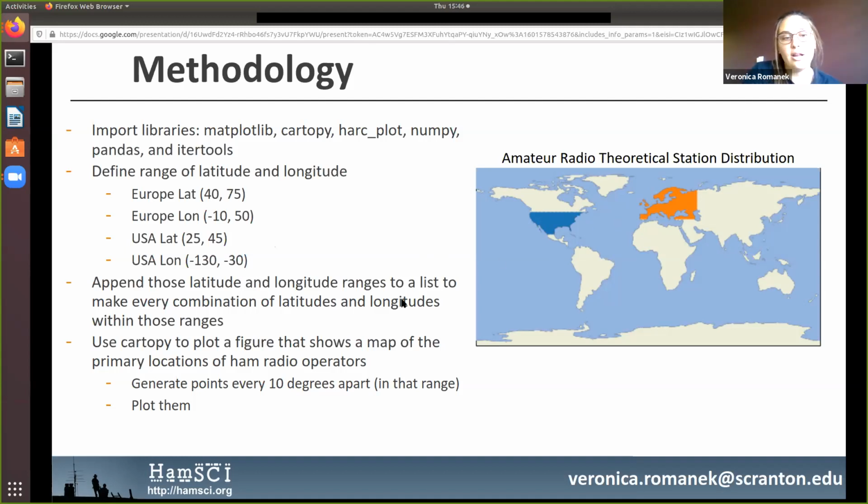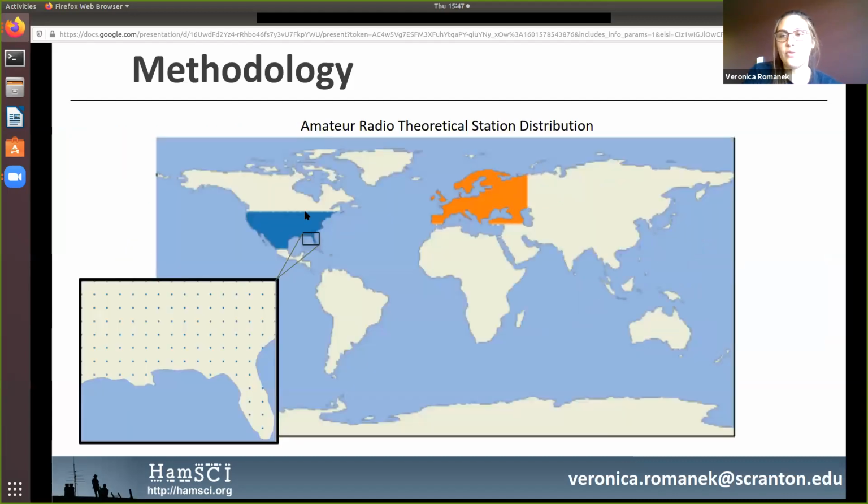this theoretical grid. And then I used cartopy to plot a figure that shows a map of the primary locations of ham radio operators. So again, these points are theoretical, but they're distributed based on actual data. And then I generated these points every 10 degrees apart in that range and plotted them. So just to show the way the code is outputting, it's hard to see the individual points. So this is just a close-up.